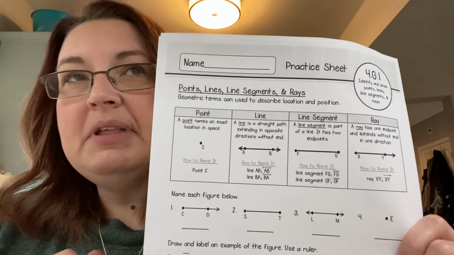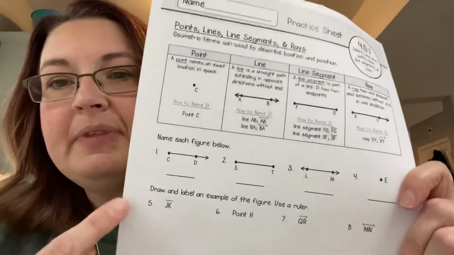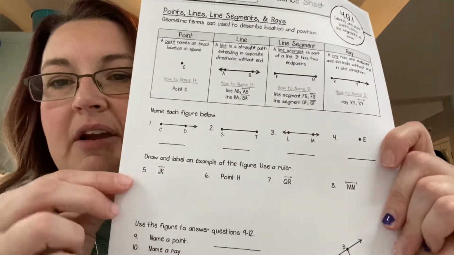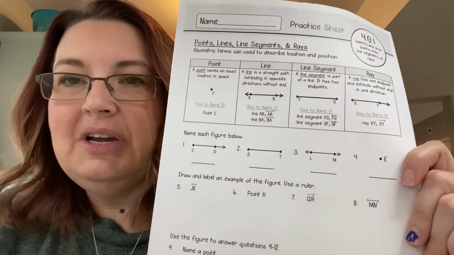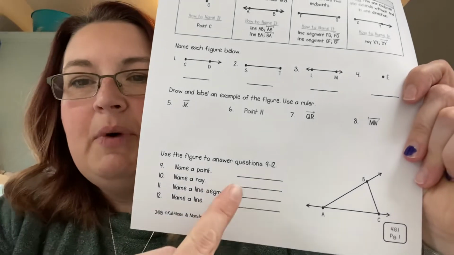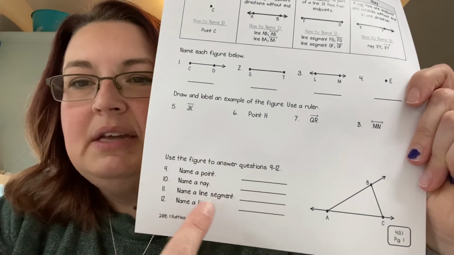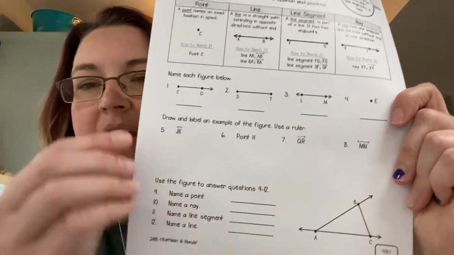I'm going to do a couple examples in just a second, but let's take a look at the worksheet real quick. We have some examples down here. I want you to draw. It says use a ruler. If you don't have a ruler, just make your line as straight as you can. And then down here, they want you to identify a point, a ray, a line segment, and a line within this figure right here, okay?